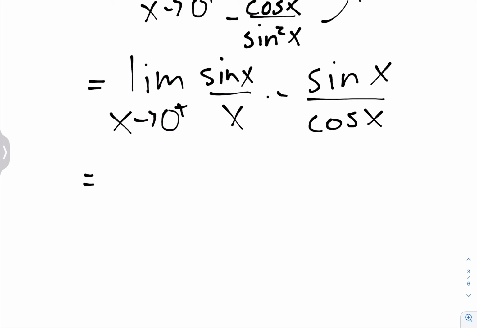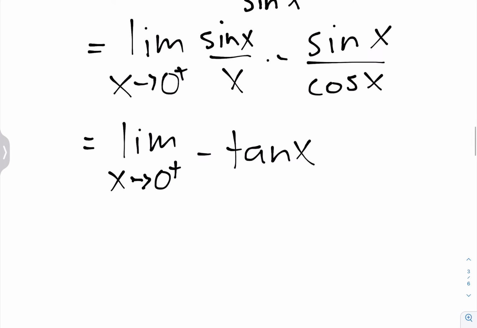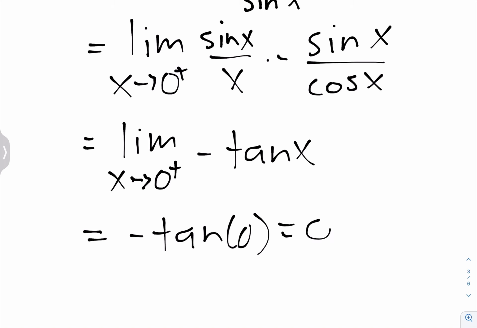So it's just going to be the limit as x approaches 0 from the positive direction of 1 times sine x over cos x, which is just tangent, so times negative tangent x. 1 times negative tangent x is just negative tangent x. So we can just write negative tan x. And if we were to plug in 0 for x now, we would just get negative tan 0, which is just negative 0, which is just 0.